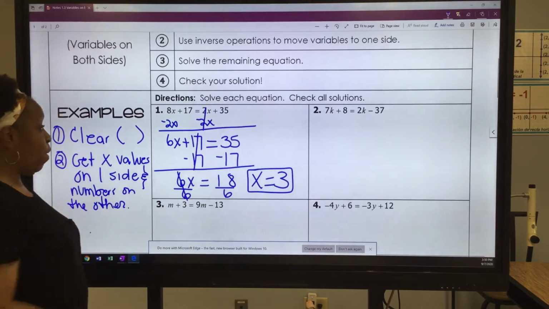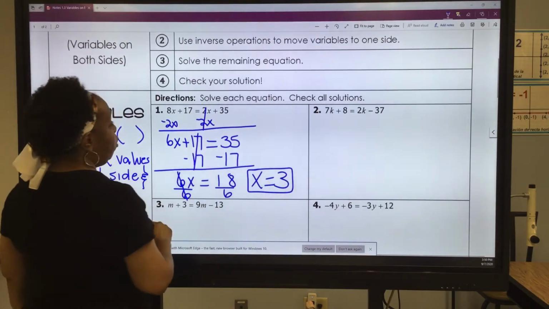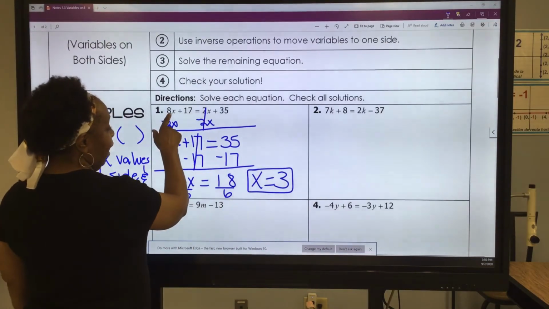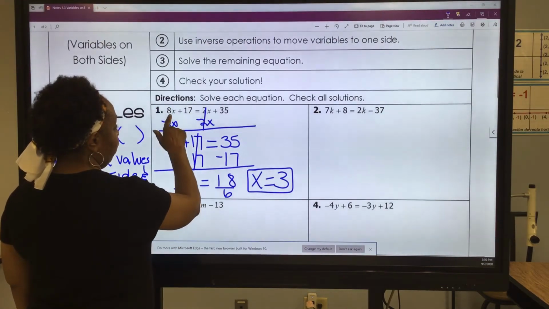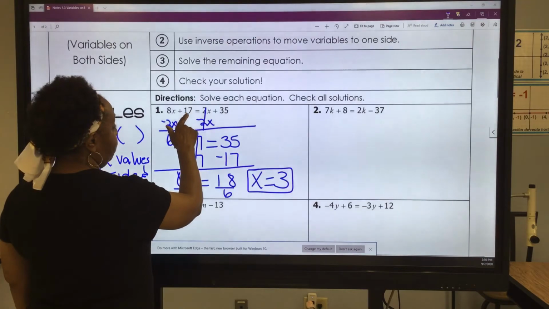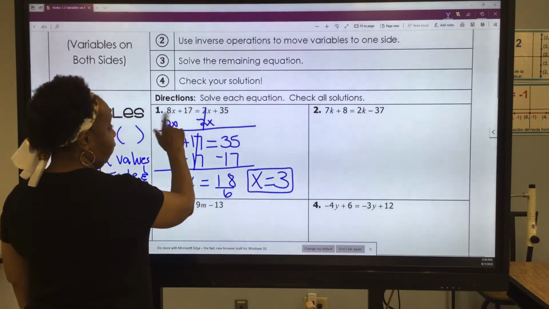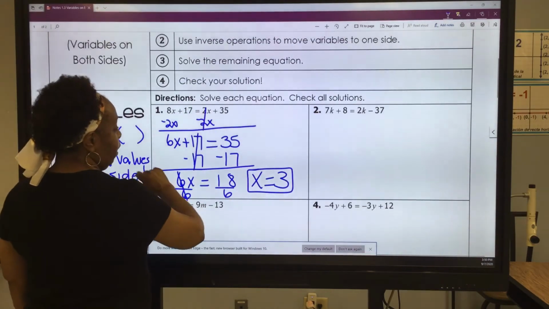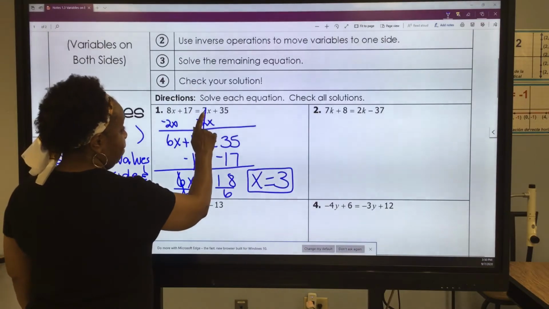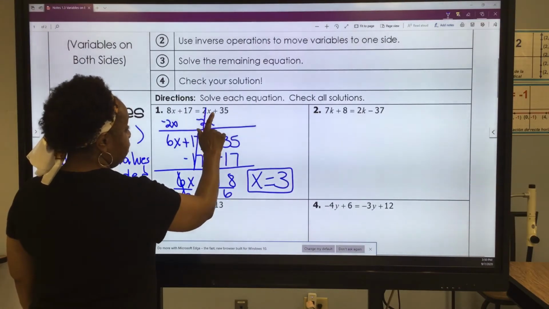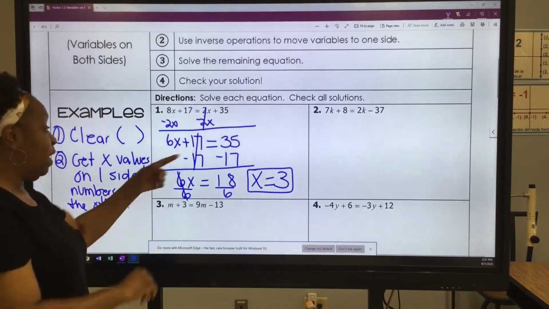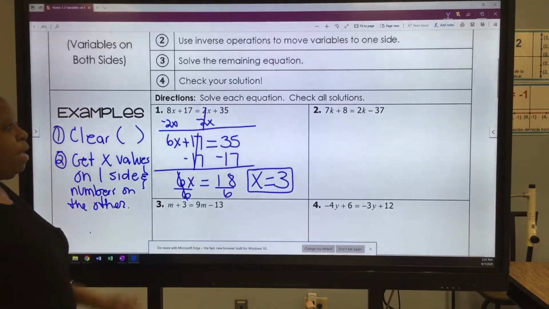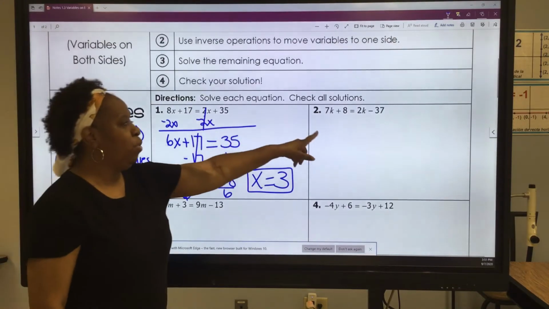If you want to see if it's correct, you can plug the 3 back in, and you'll get an equal side. So 8 times 3 is 24. 24 plus 17 is 41. So I got 41 on the left. If I put the 3 in here, 3 times 2 is 6. 6 plus 35 is 41. 41 equals 41. That's how we know that answer is correct. Okay? Stop the video, and I want you to do number 2.